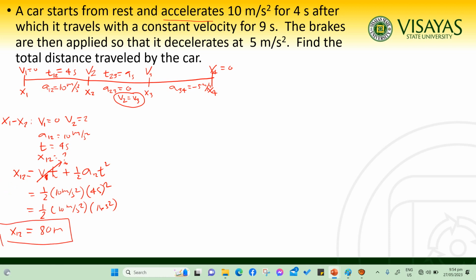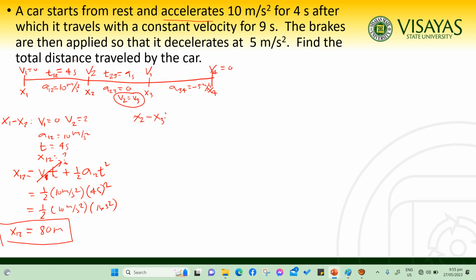Okay. The next is computation from x2 to x3. Now, if you're going to look into the problem, the given is only the acceleration, and v2 is equal to v3. So you have there zero acceleration, then the time. So there is a lacking element here so that we can compute for the distance.